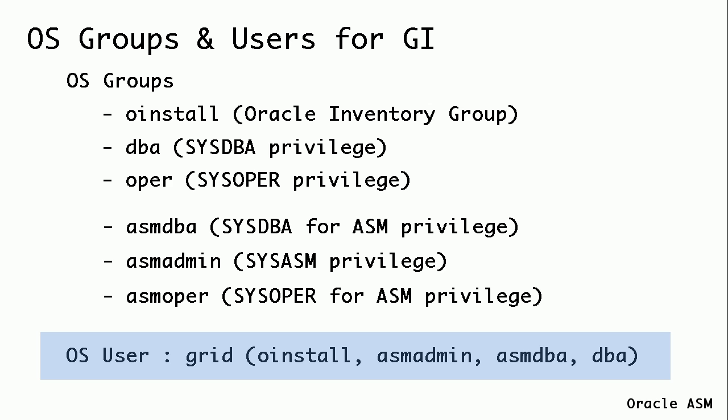Operating System User Grid should be used to install Oracle Grid infrastructure software. Grid user will own and run Oracle Clusterware and Oracle ASM. Note that some components of Oracle Clusterware will run with root user privileges. Install group should be assigned as primary group for Grid user. ASM admin, ASM DBA, and DBA groups should be assigned as secondary groups for Grid user.